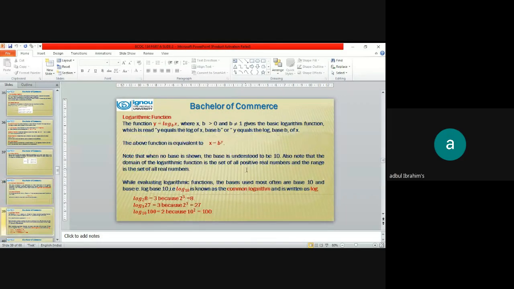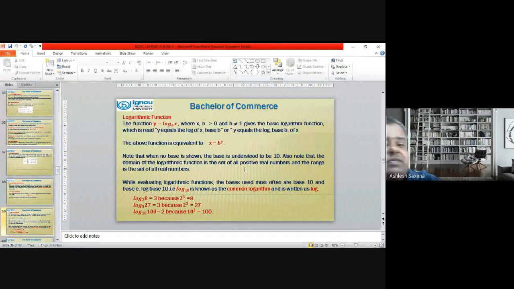Then comes your logarithmic function. A logarithmic function can be written as y equal to log x.